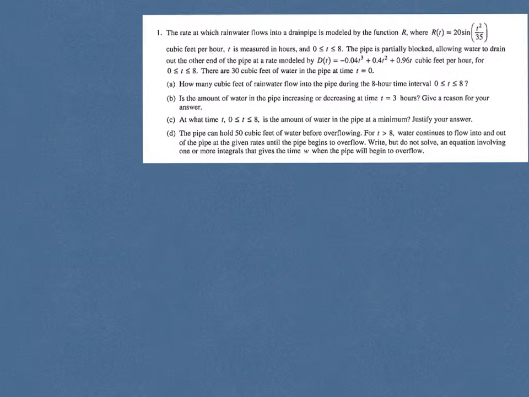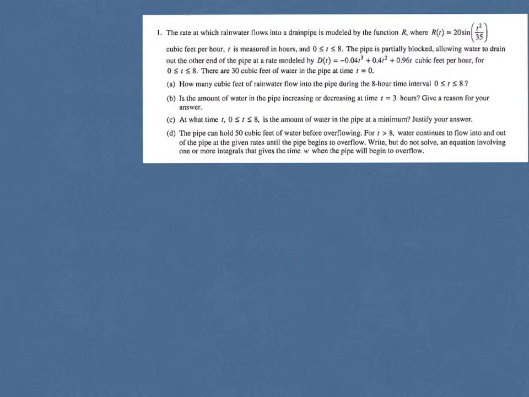And then, is the water in the pipe increasing or decreasing at time t equals 3? Give your reason for that answer. Now this is where you have to keep in mind what you're told up here in the beginning. The rate at which water flows in and the rate at which water is going out are modeled by these two functions. So be careful with that in determining whether the amount of water in the pipe at time t equals 3 is increasing or decreasing.